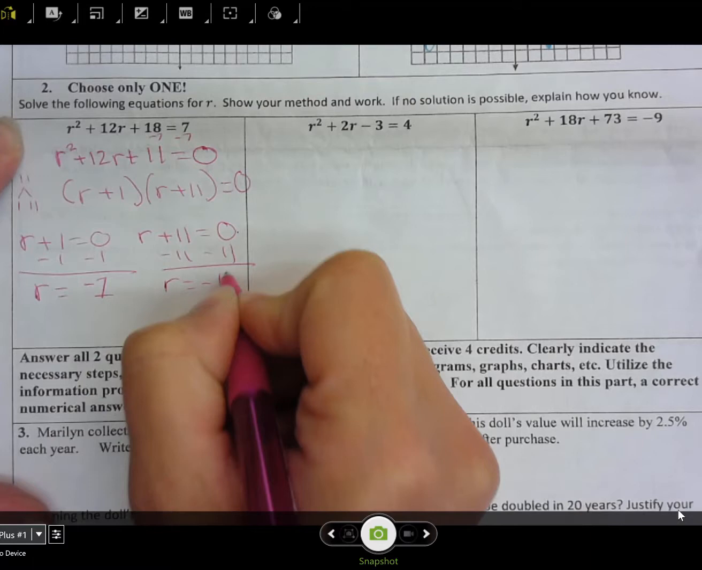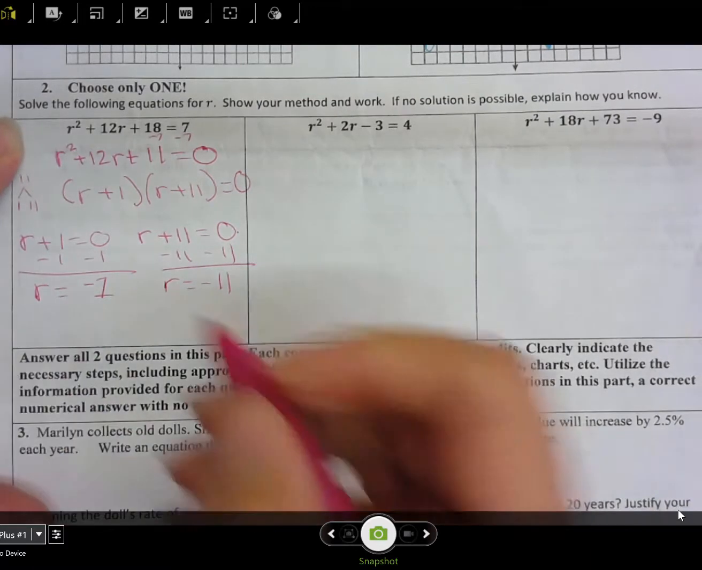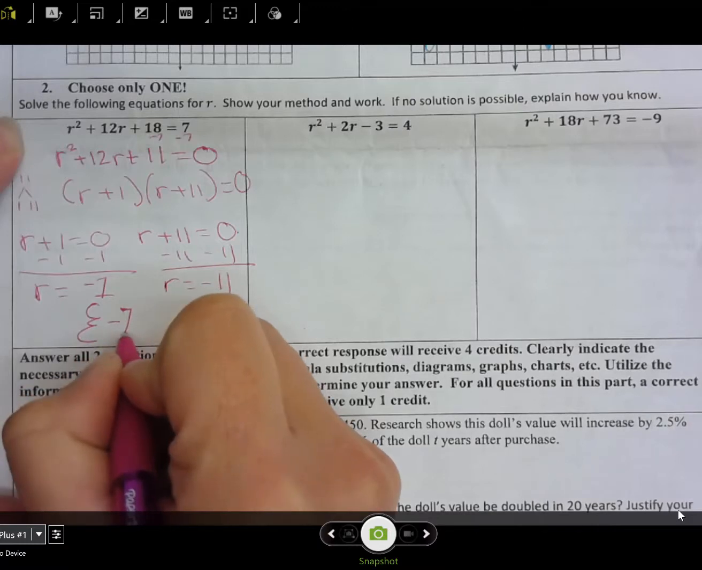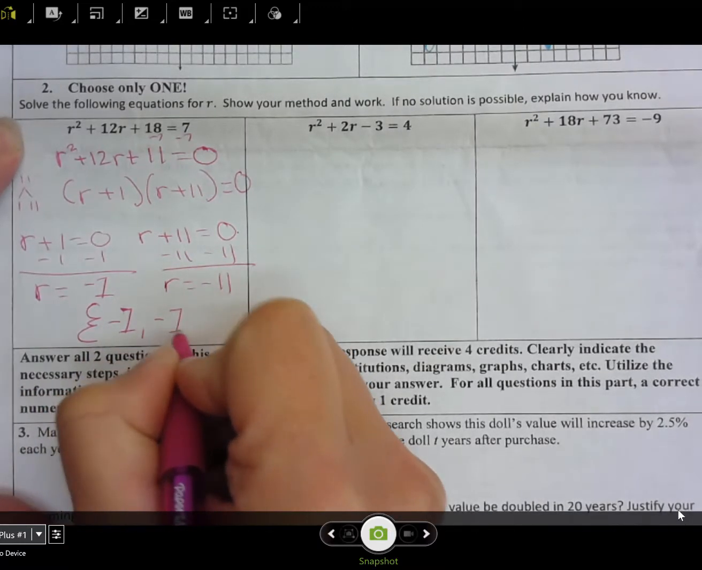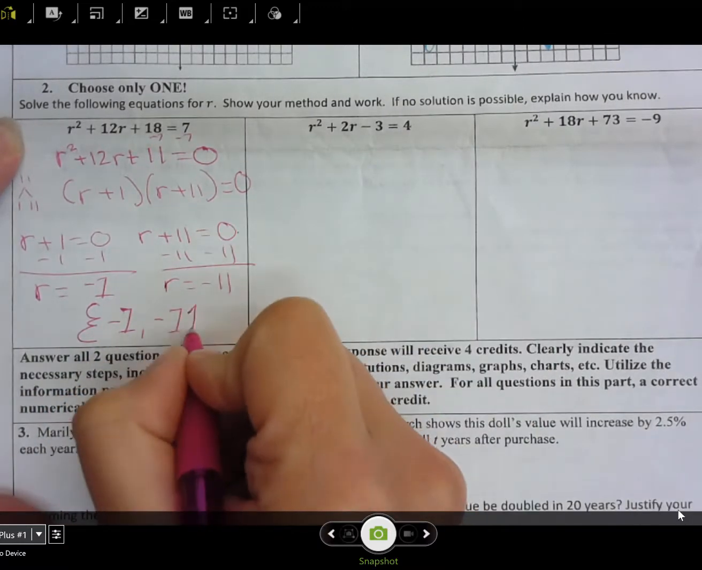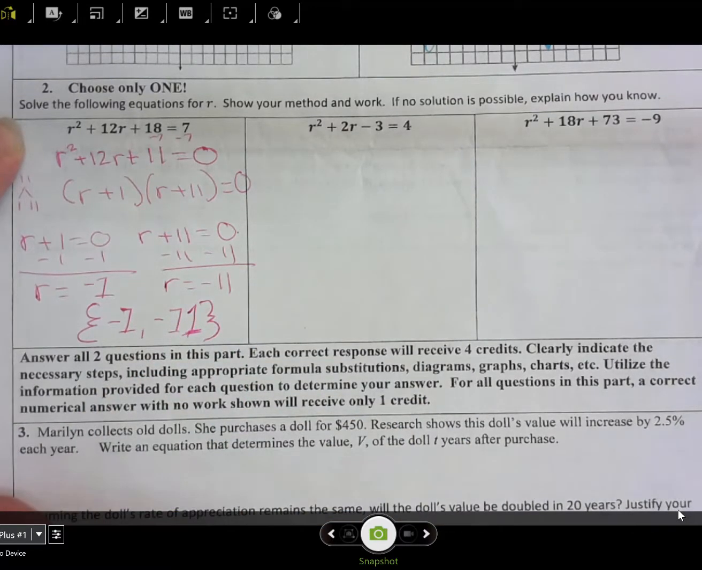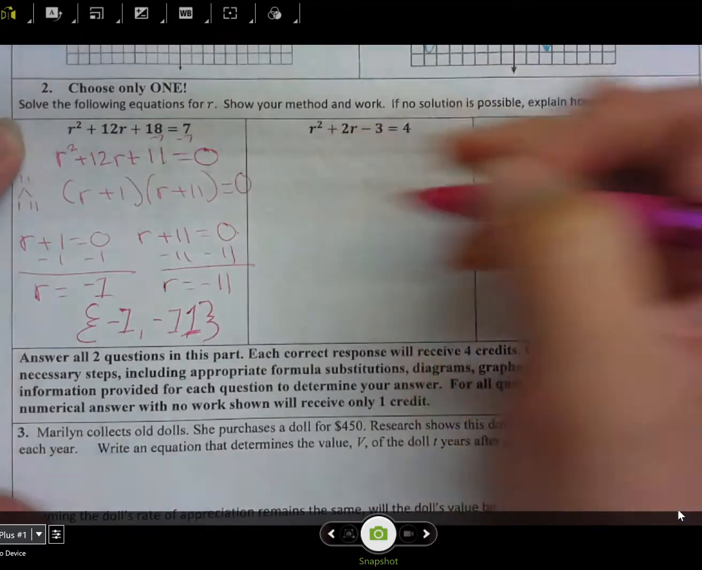negative 11. And you could simply leave it this way, or if you wanted to, you could put it in the curly braces, 1 and negative 11. And I should have written them the other way. I should have written it negative 11, comma 1, so that they were in order from least to greatest. But as long as you list them in order, you're okay.